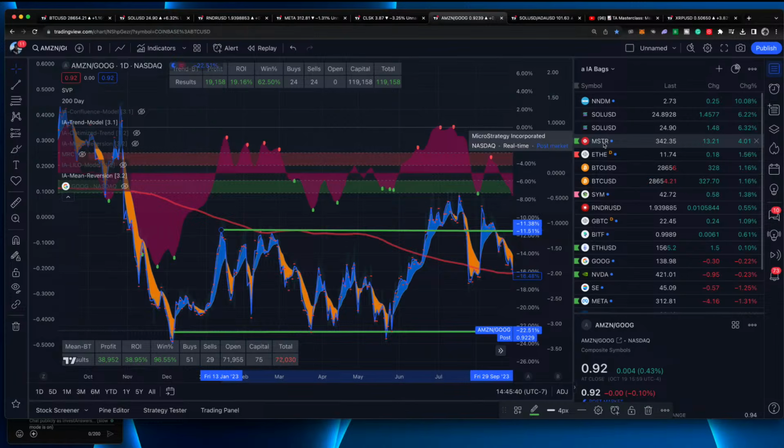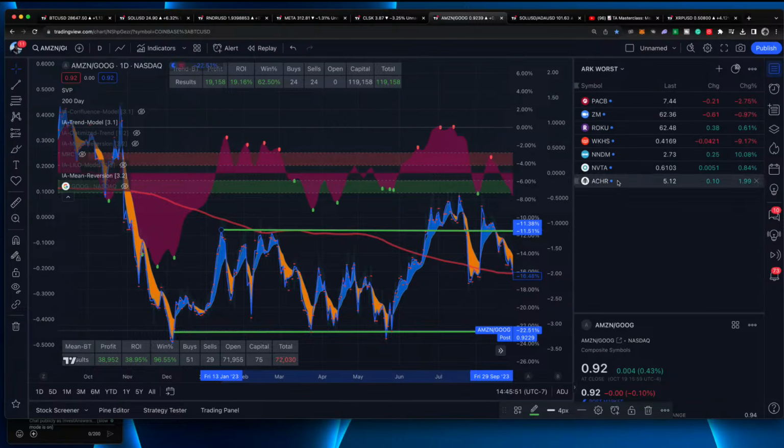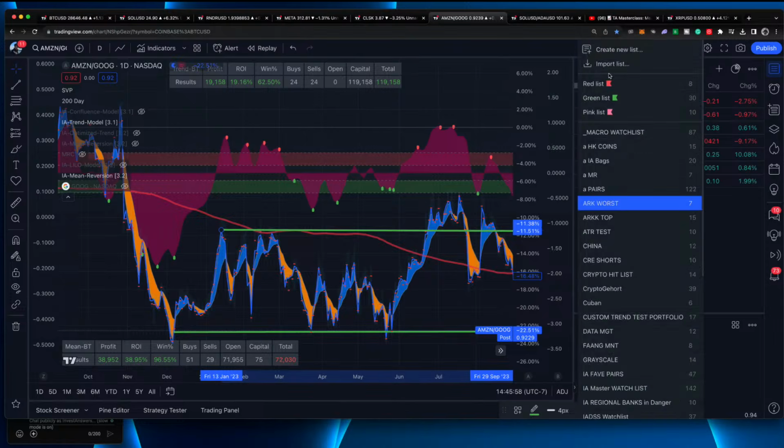But if you don't have a lot of time, find something you love, find what is your passion, and stick with that, whether it be crypto or disruption or retailers or Chinese stocks. I got a thing called the ARK worst stocks, Pacific Biosciences and Roku and Zoom and all that type of stuff. Everything is kind of in there.